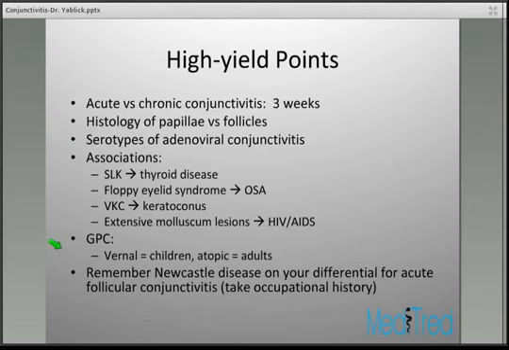If you have a giant papillary conjunctivitis, if they're children, think vernal. If they're atopic, think adults. And then also think about Newcastle's disease as well for anybody with an acute follicular conjunctivitis with an unclear etiology. Make sure you're taking the occupational history, and you may actually discover this more than you would think.